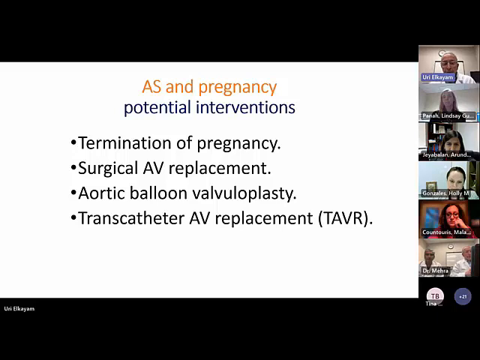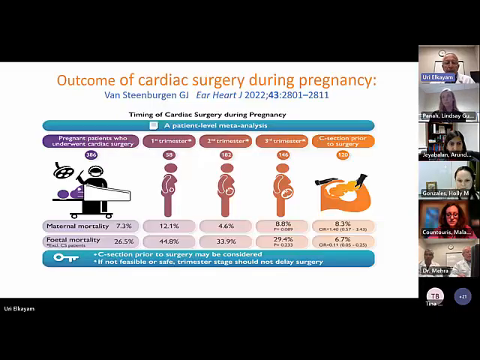So these are the potential interventions. Obviously, if the patient presents early, then termination of pregnancy has to be discussed. My experience has been that almost uniformly, women do not accept this option. Surgical aortic valve replacement is still the gold standard, and we'll talk about the downside of that. Aortic balloon valvuloplasty is mentioned here, and TAVR in pregnancy.